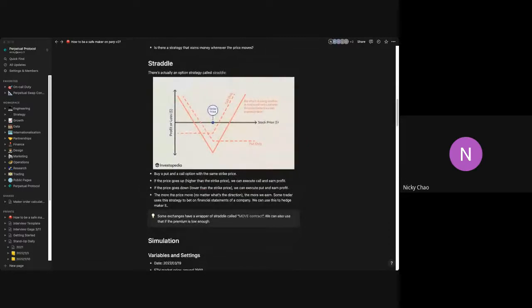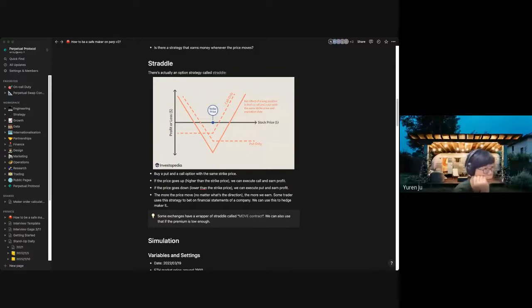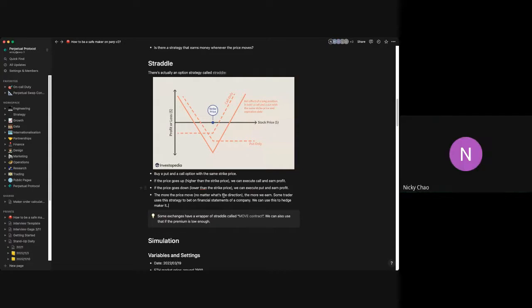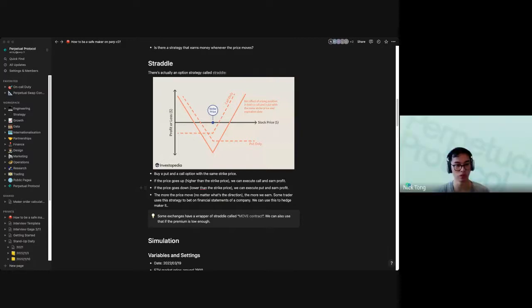Okay, so I'll pause here for a while to see if anyone has any questions. So can the Straddle apply to the Perp maker? Yeah, I mean, we're using this straddle strategy to try to hedge the loss of a maker, right? Okay. Oh, sorry, you go again.